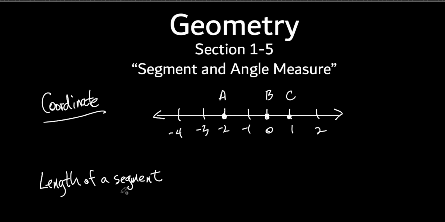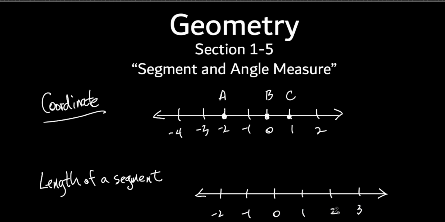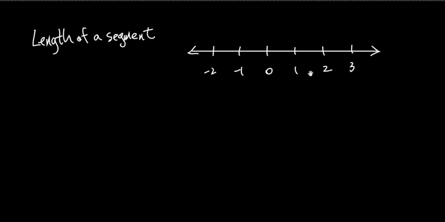So if I asked you, let's put another line here. In my notes, I have a second line, so let's do that. And again, we'll put some numbers on our number line. So -2, -1, 0, 1, 2, 3. What if I put a point at -1, we'll call it A, and I put a point at 3, and we'll call it B. And I asked you to find the length of line segment AB.